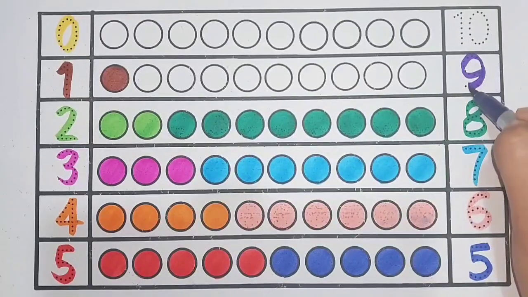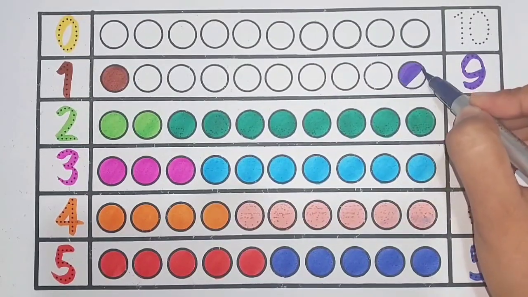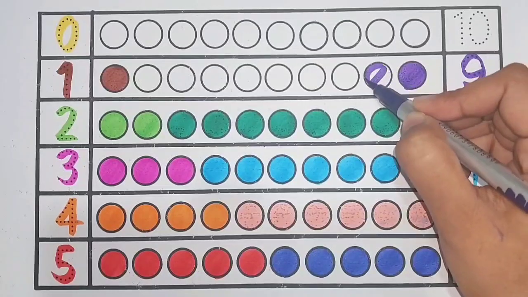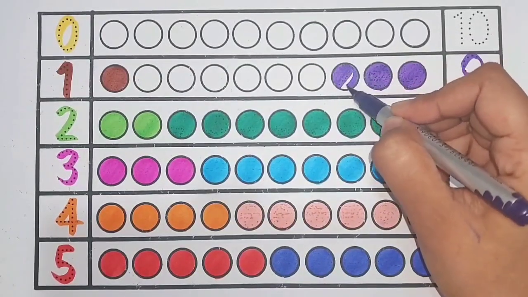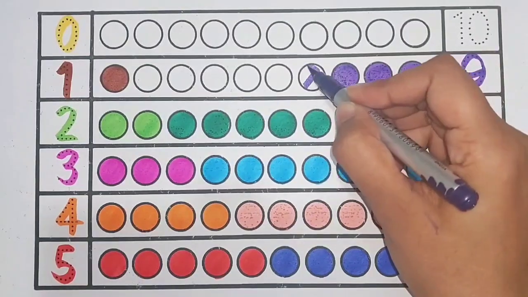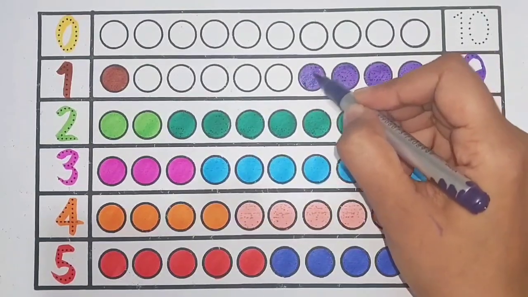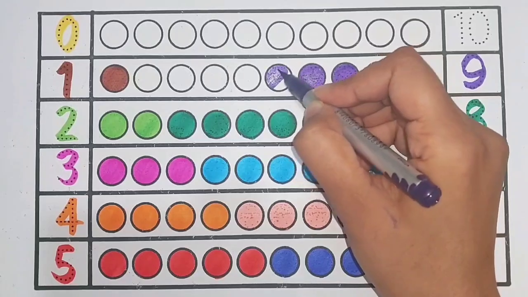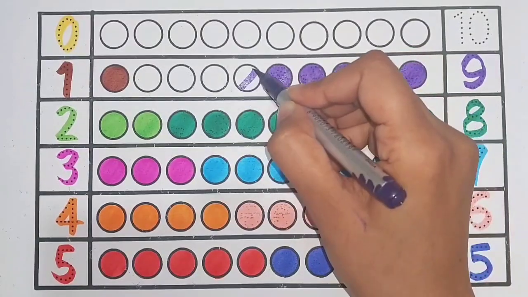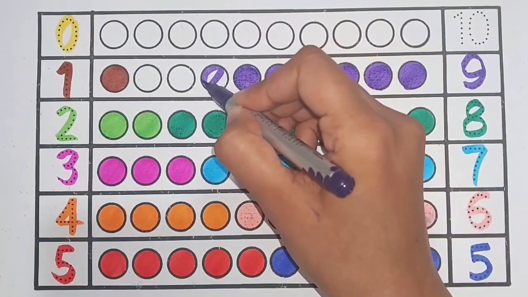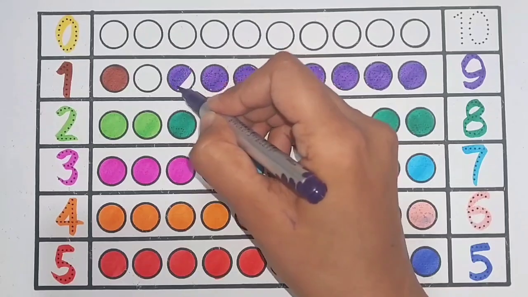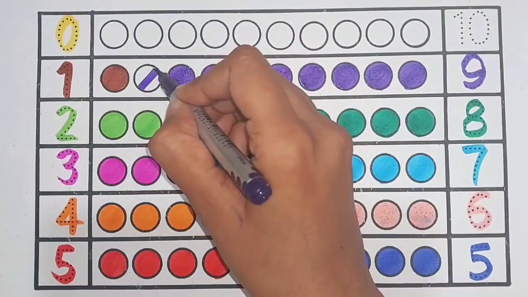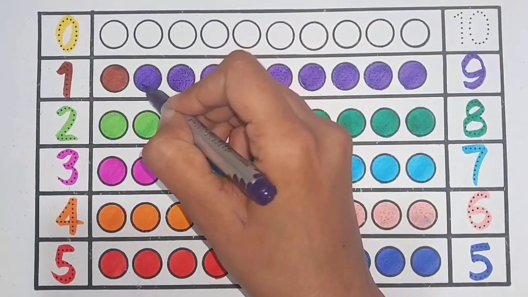Violet color 9, 1, 2, 3, 4, 5, 6, 7, 8, 9 circles.